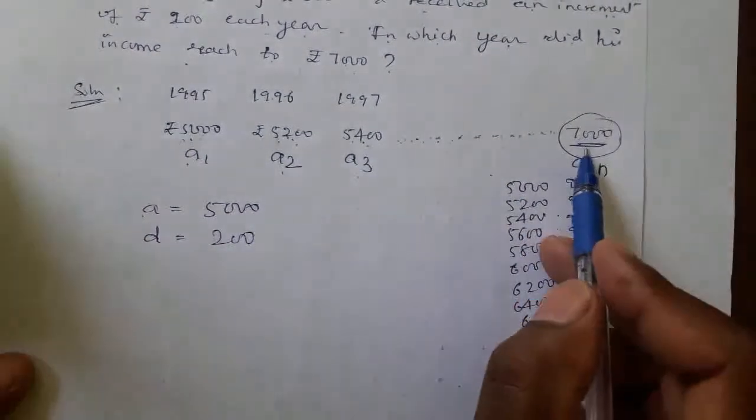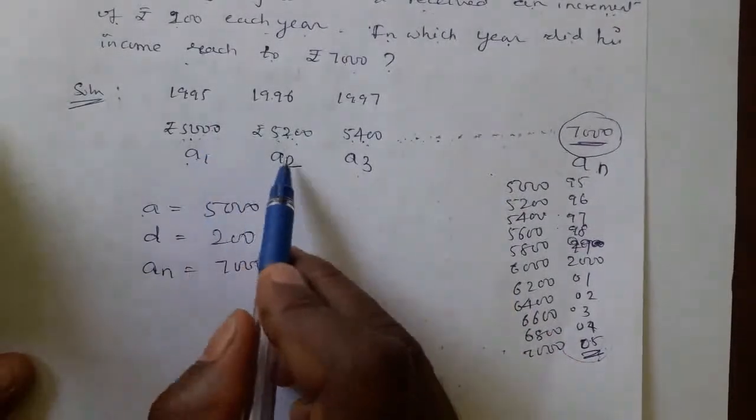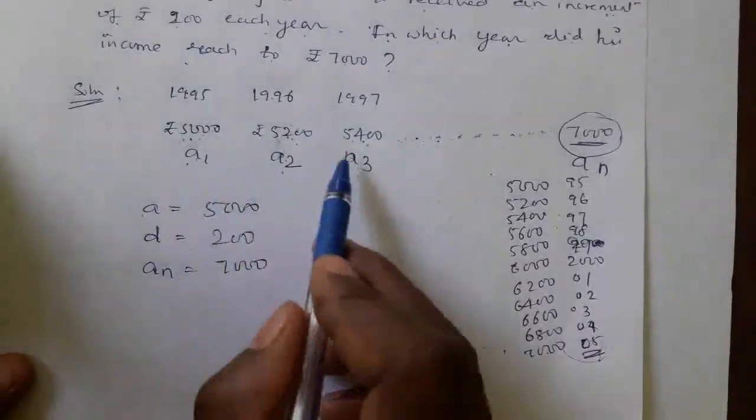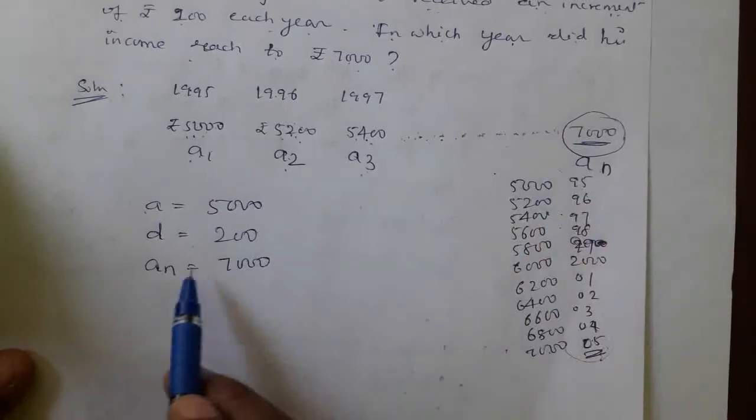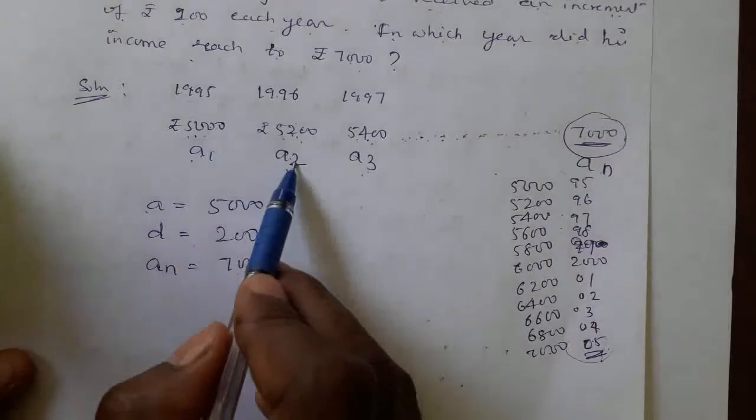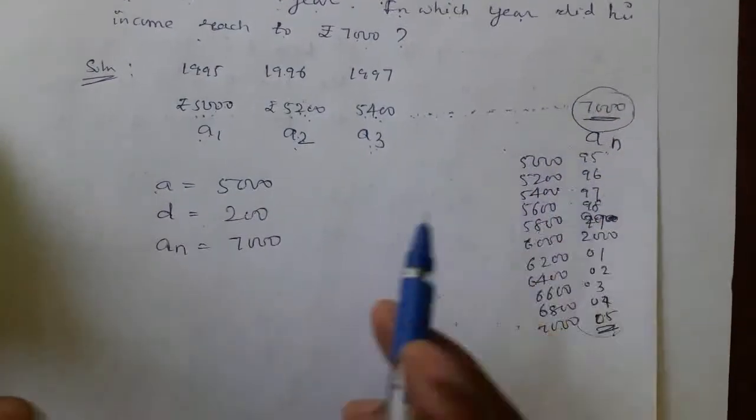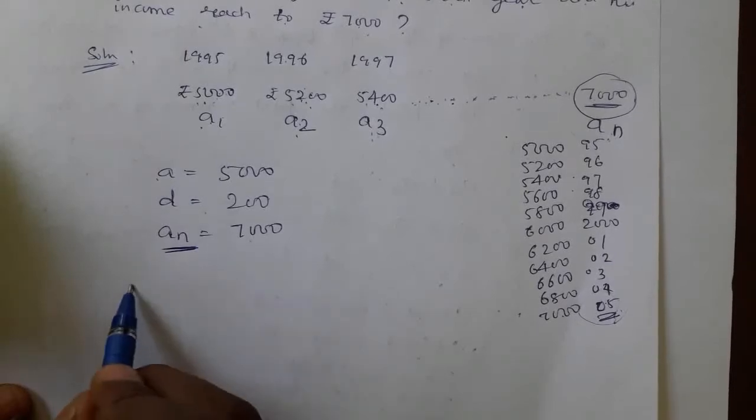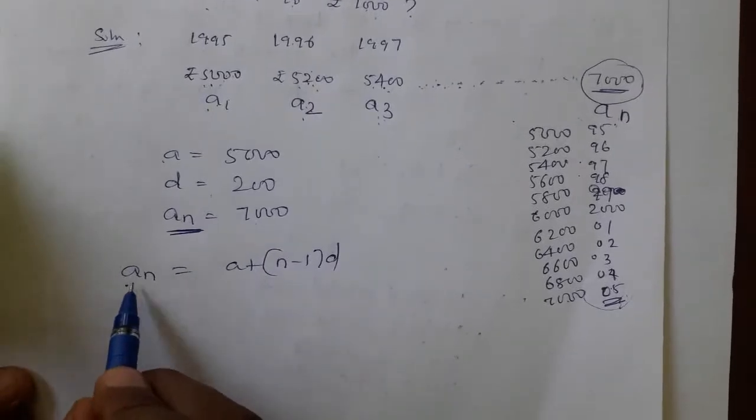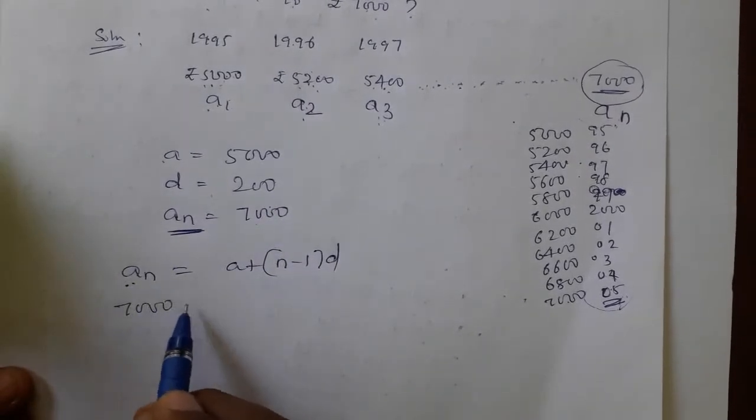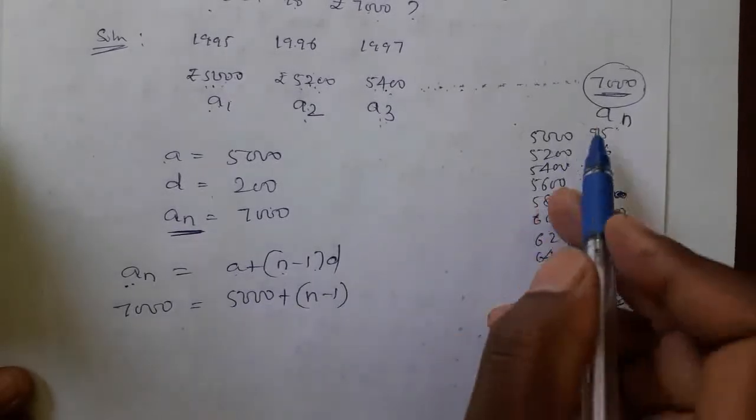Now there is one more clue in the question: AN, the last term. The last term is 7,000. A1, A2 we know, D we know by difference, but its position is unknown. That's why we call 7,000 AN. AN is 7,000. Now once AN is given, we go for the formula: AN is equal to A plus N minus 1 into D. The value of AN is 7,000. A is 5,000 plus N minus 1, which is unknown, because the year is unknown.